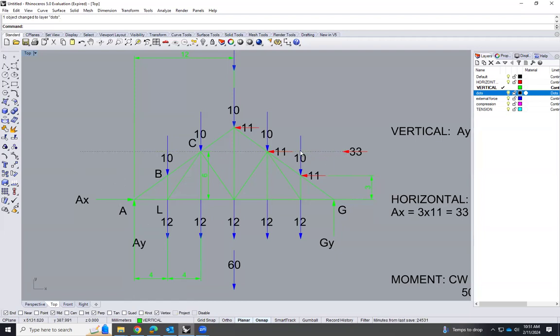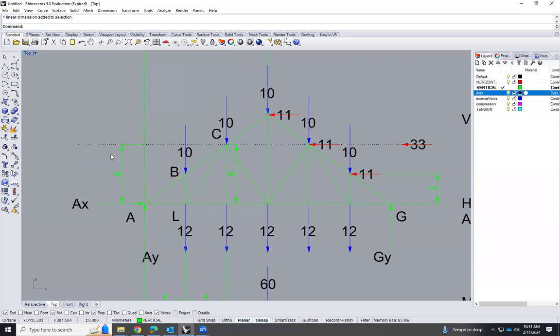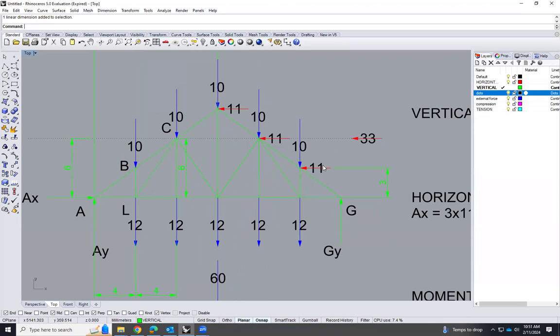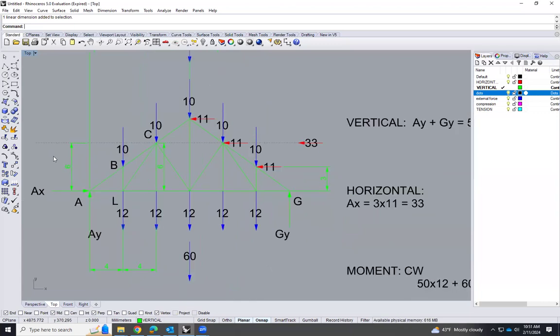Okay, so we extend the action line, and then we need a perpendicular line from point A to this action line. And then we have to take this dimension. This is 6. Okay, so it's 3 plus 3. So the total is 6. So the effect of this force, 11 times 3 plus 11 times 6 plus 11 times 9, is the same as 33 times 6. So that's the explanation of that.